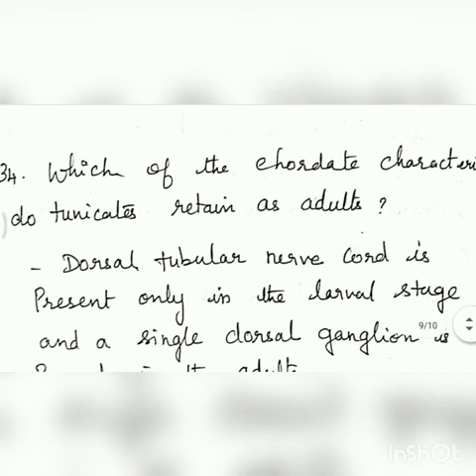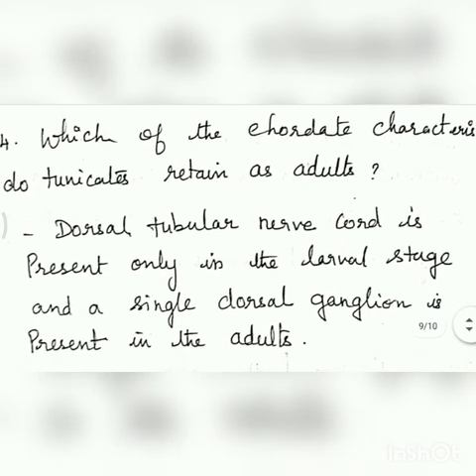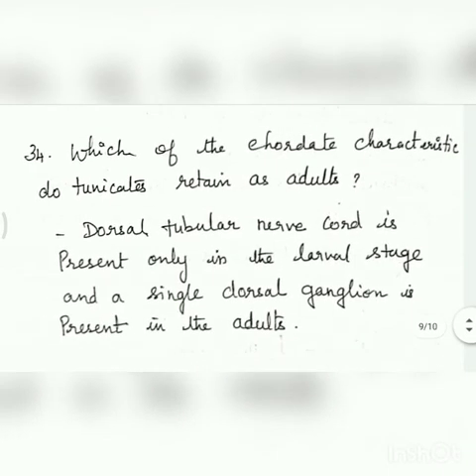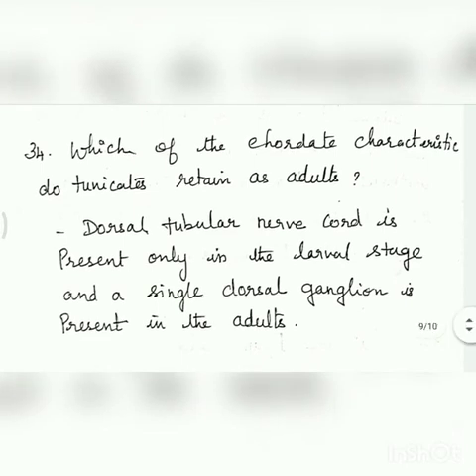Question number 34. Which of the chordate characters do tunicates retain as adults? Tunicates means urochordates. In tunicates, the dorsal tubular nerve cord is present only in the larval stage and a single dorsal ganglion is present in the adult stage. So this is the only character the adult retains.